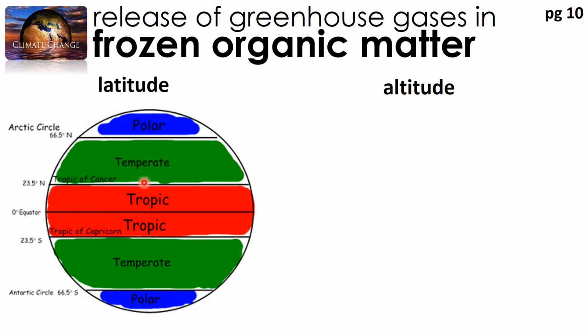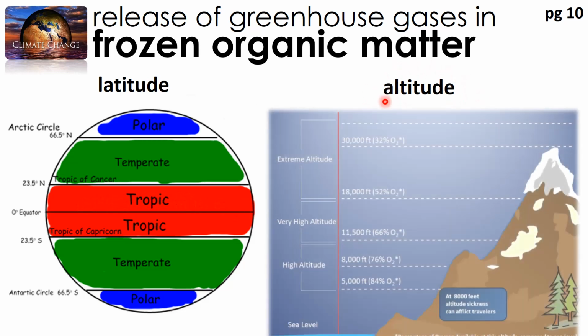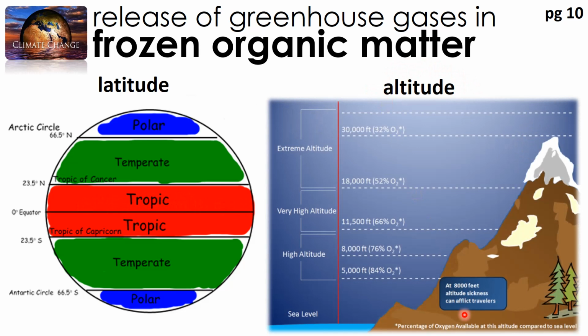So latitude is the angular distance of a place north or south from the equator. Please do not mix this up with altitude. Altitude is the height of an object or a point in relation to sea level. So please do not confuse latitude with altitude.